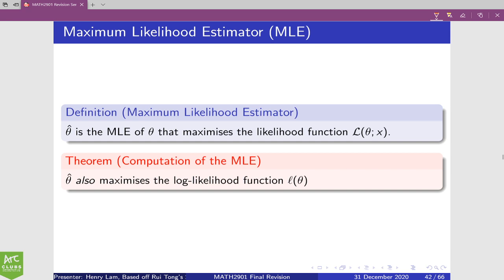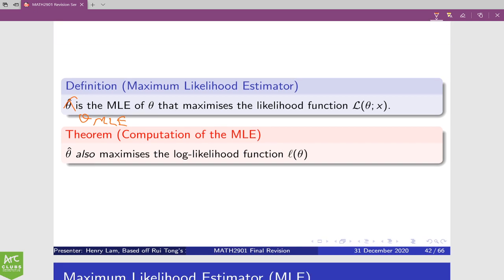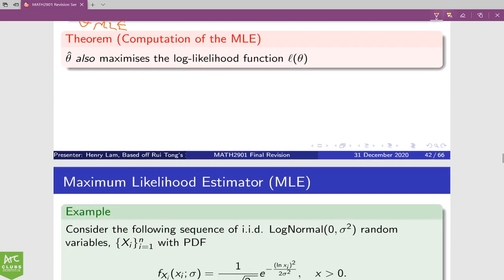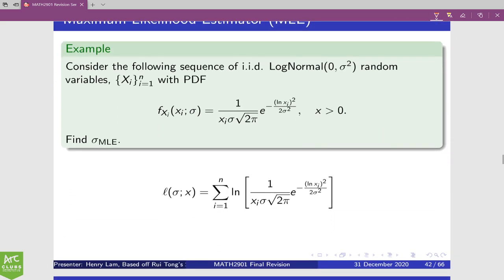And this is some terminology. We call it sigma theta MLE, and also maximize the likelihood. That's fine. So we'll go through an actual example.